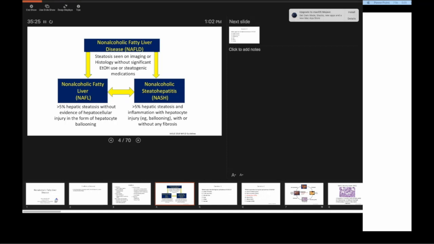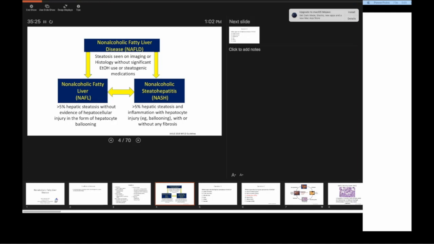Within this umbrella, we have non-alcoholic fatty liver, what's often called simple steatosis in the past. And this is just greater than 5% fat, okay? Without evidence of hepatocellular injury, especially in the form of ballooning. We'll talk a little bit more about ballooned hepatocytes and how the importance of that has changed over time. We emphasize that a lot more now. These are from the latest AASLD guidelines that came out in January of 2018.